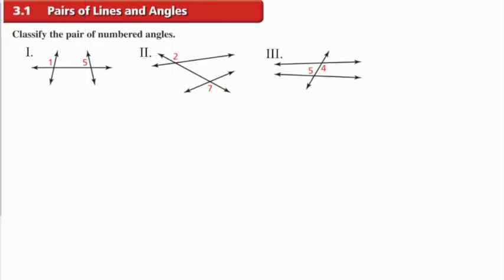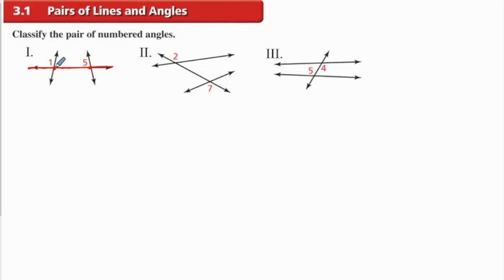So classify each of the following. How would you classify example 1? Well, we find their intersection points. We see this is the transversal. We don't have two angles that are both in the interior or both in the exterior. So we don't have an interior or exterior pair. And the only other type of pair that I can think of is corresponding.